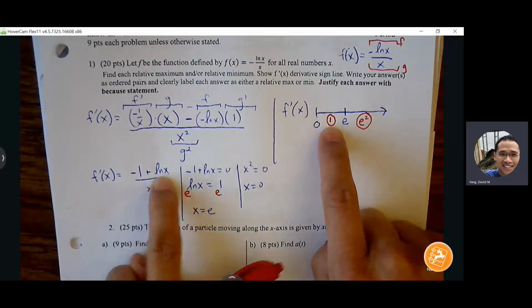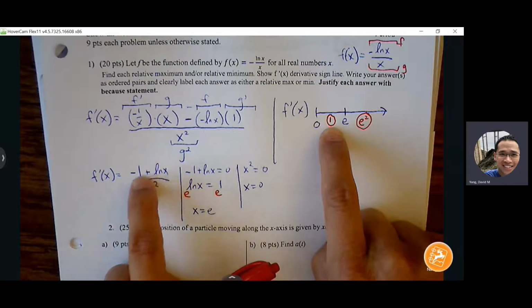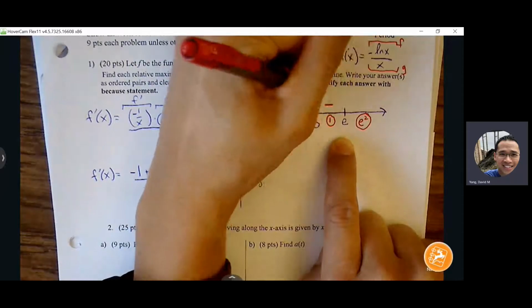So 1 in for x. Natural log of 1 is going to be 0. 0 minus 1 is negative. Negative over a positive is negative. So on this interval, my graph is decreasing.